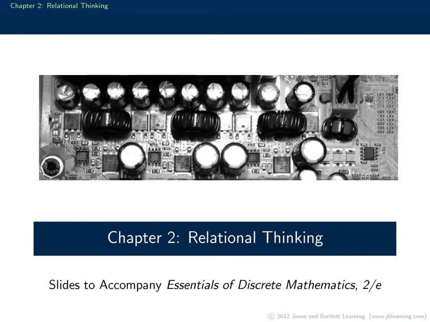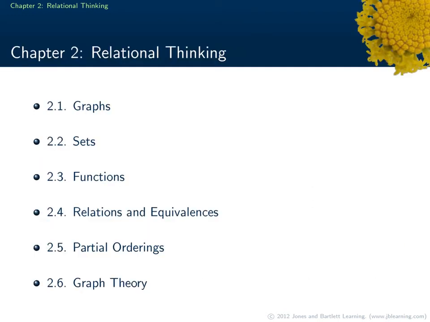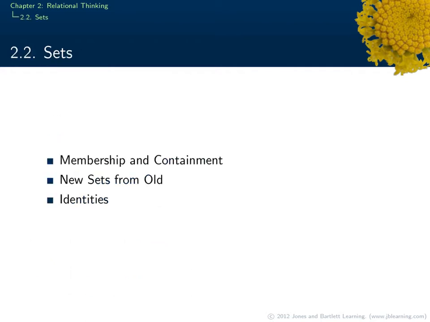We continue on in Chapter 2, which is about relational thinking. Today, our topic is sets. Informally, a set is just a collection of objects. In math, oftentimes those objects are numbers. However, they could be anything, like the set of cows in Indiana or the set of stars in the sky.